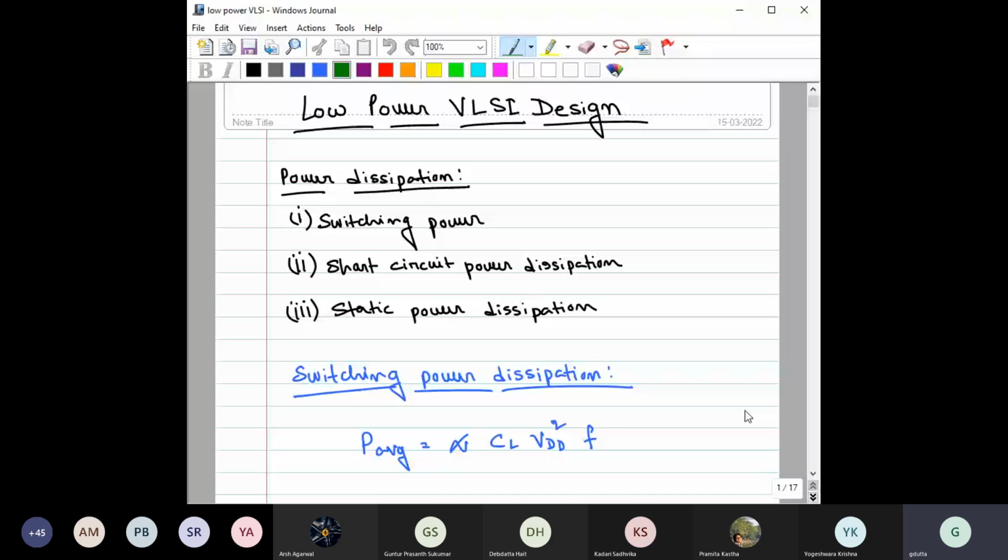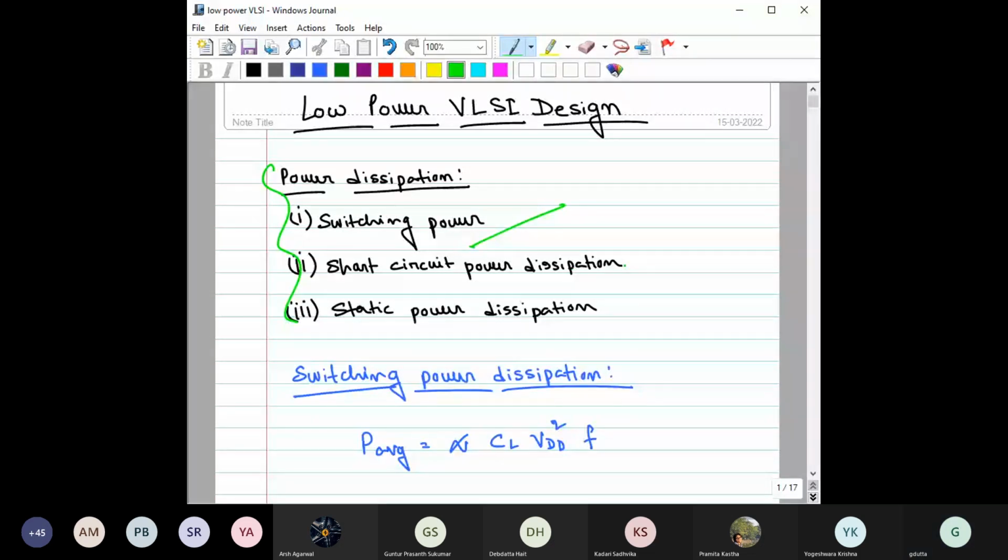Okay, fine. So yesterday we started our discussion on low power VLSI design. There we considered a couple of things. To design any circuit for low power, we should know the ways in which any VLSI circuit dissipates power. One of the power dissipation components is the switching power.